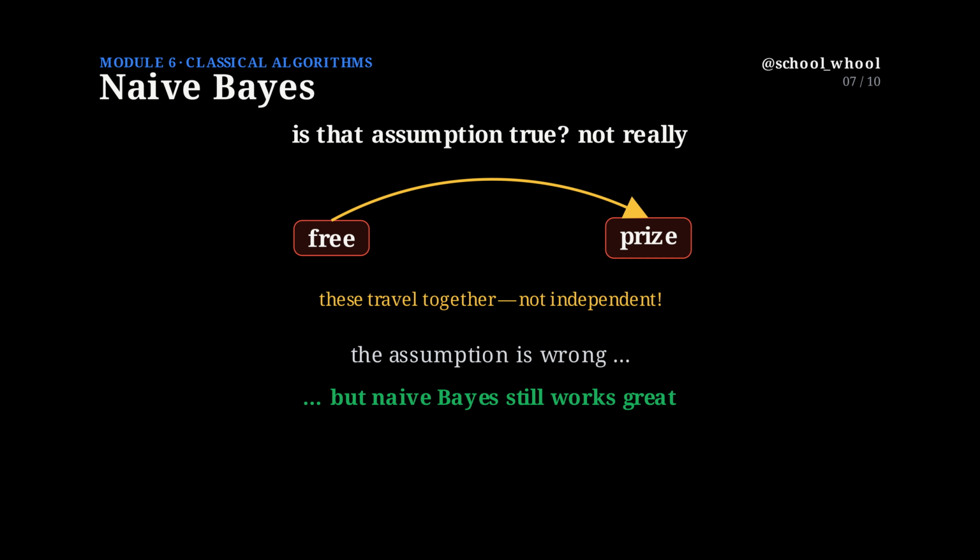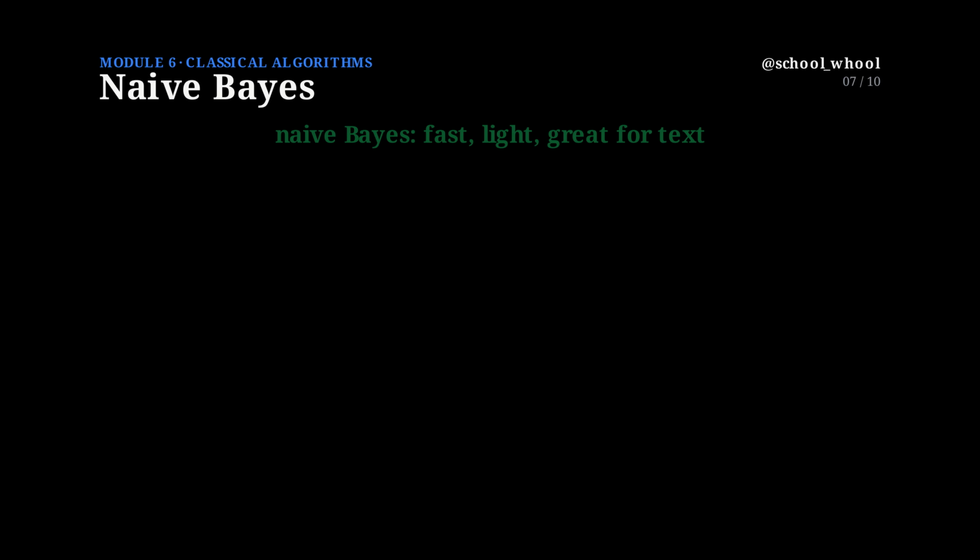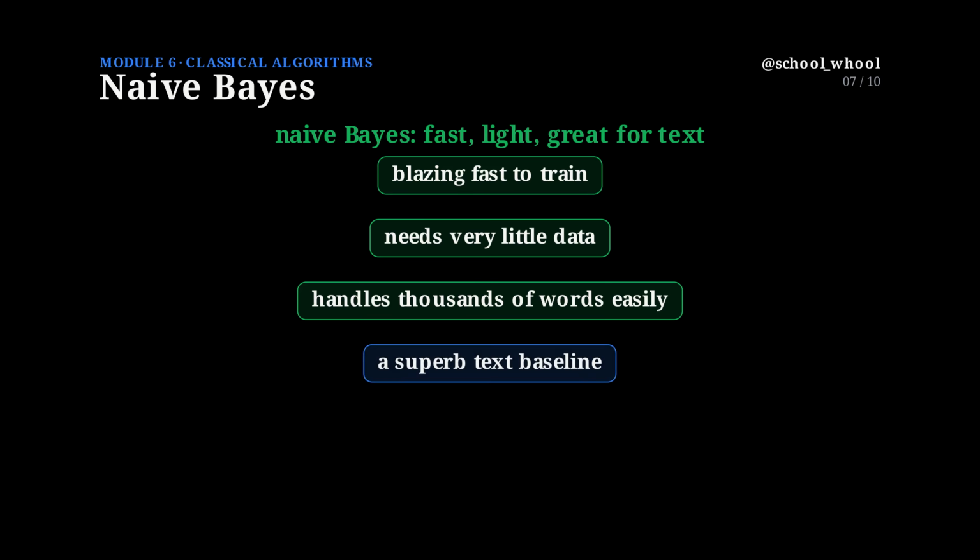Naive Bayes has real charms. It's blazing fast, it needs very little data, and it handles thousands of features, like words, with ease. That makes it a superb baseline, especially for text, spam, topic labeling, sentiment. Its main limit is that bold independence assumption, and shaky probability estimates.